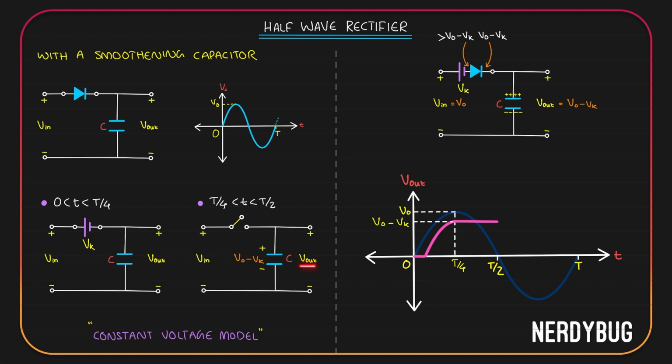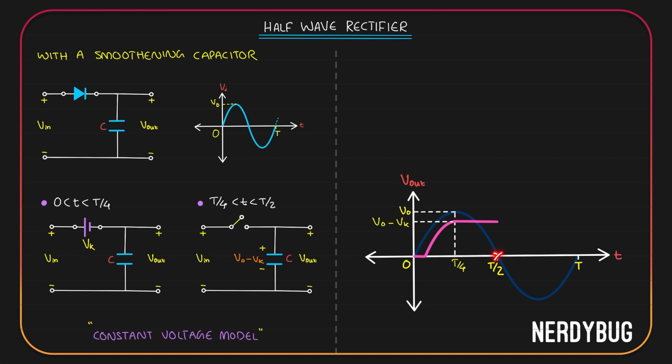So the output is going to be V0 minus Vk constantly. That is what we have plotted over here. Now the question is what happens between T by 2 to T. That is in the negative half cycle where the input is negative. When the input is negative, obviously the diode gets negative potential here, positive potential here. It is reverse biased. It has to be modeled as an open circuit, which will exactly look like this.